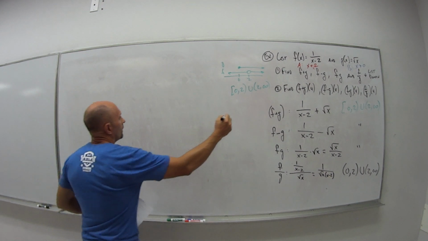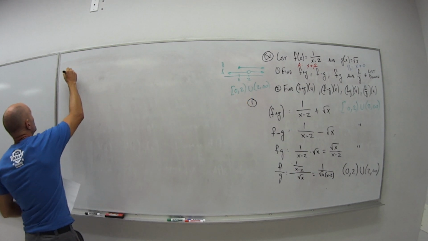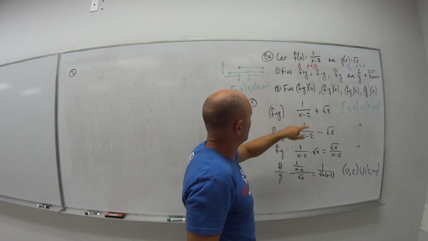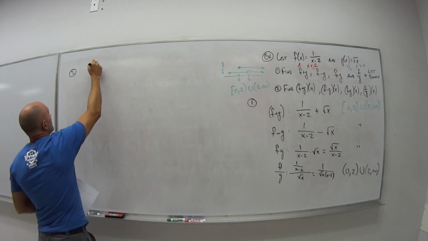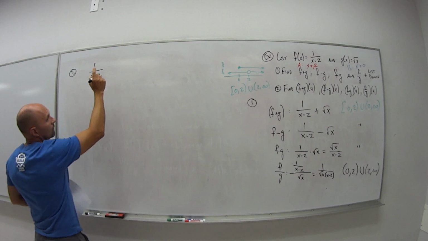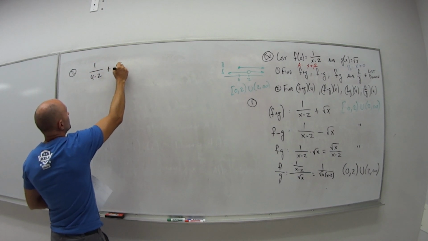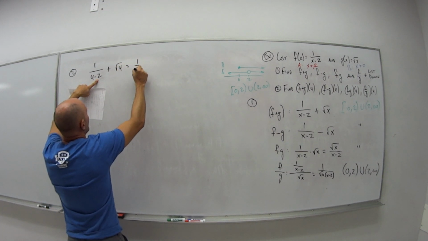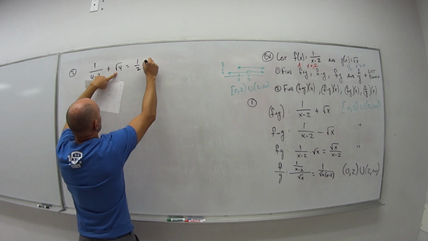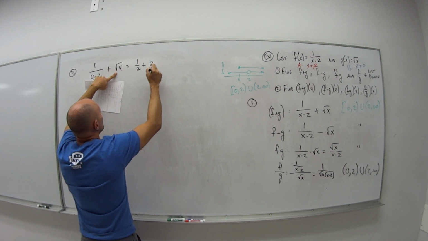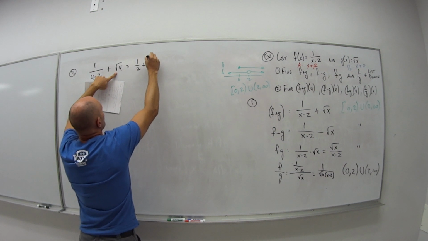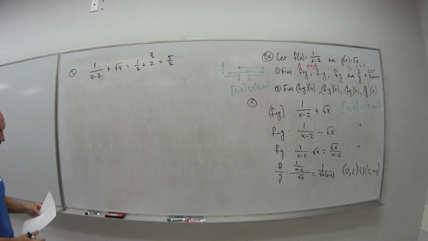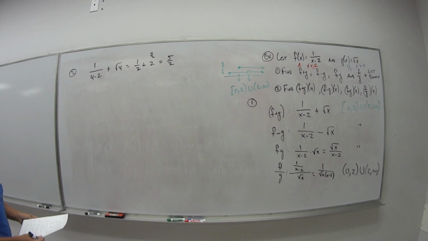So that was part 1. Part 2. If I plug in 4 into the sum, I get what? 1 over 4 minus 2 plus square root of 4. 4 minus 2 is 2, so that's 1/2 plus square root of 4 is 2. So this is like 4 over 2. So that means my answer would be 5/2, simplified as far as I can go.